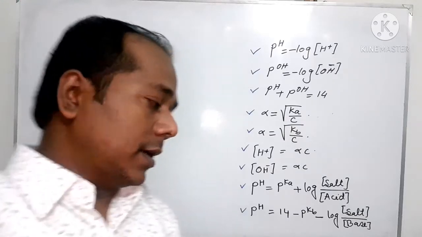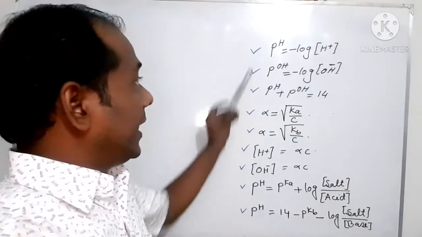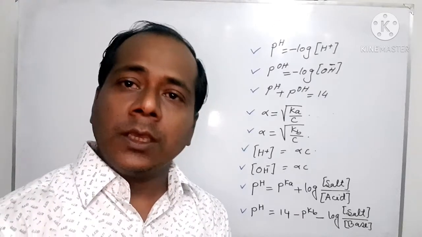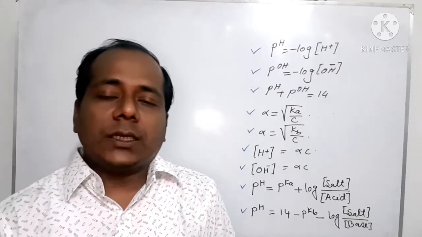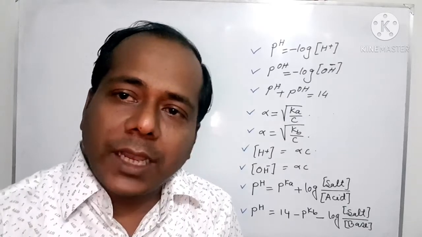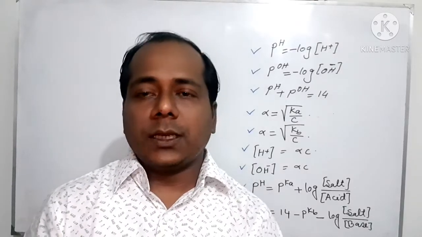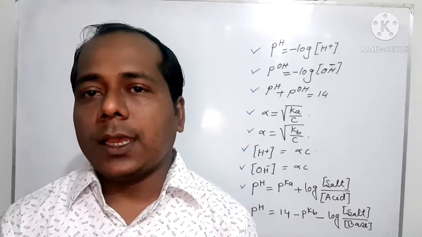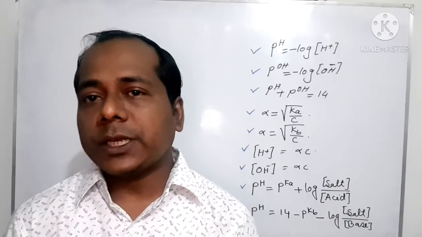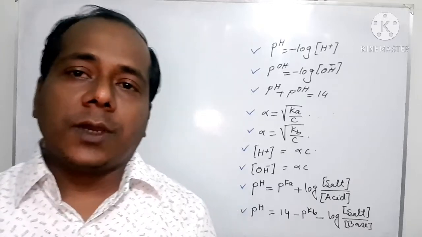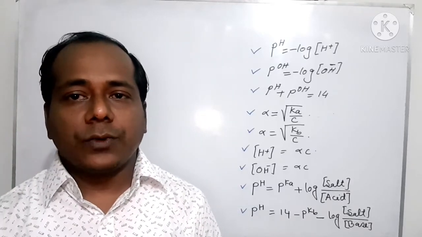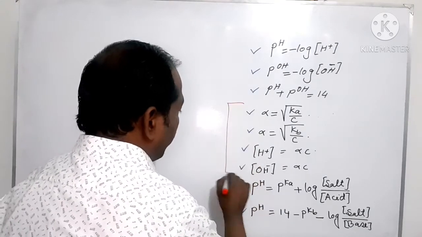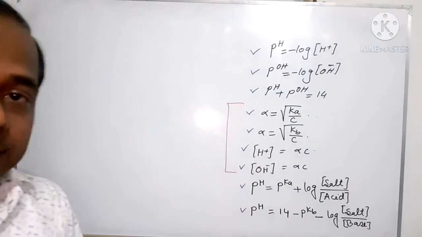problems. Our first formula is pH equal to minus log of molar concentration of hydrogen ion, pOH equal to minus log of molar concentration of hydroxyl ion. And our next formula, pH plus pOH equal to 14, and alpha equal to root over Ka by C. Alpha is degree of dissociation. We use these 4 formulas for weak acid and base.